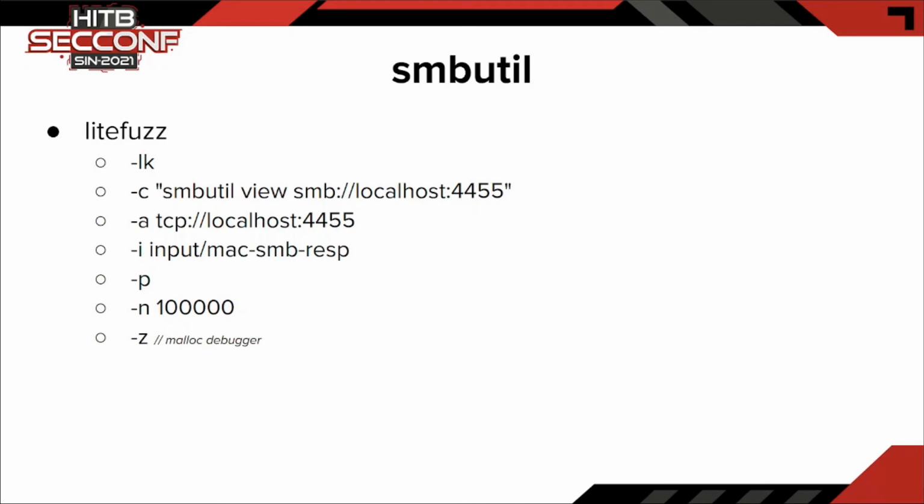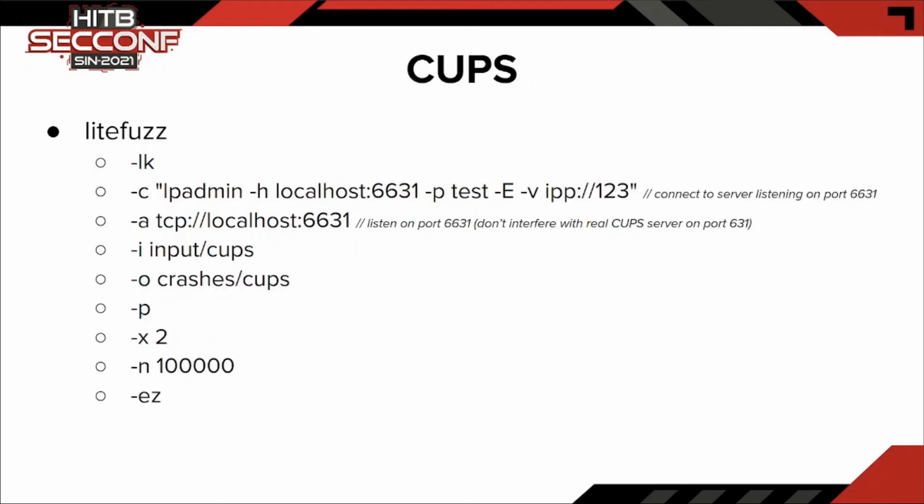And then with cups, we can use lp-admin, check for different bugs in it, for example. Again, we change the port to make sure that we don't conflict with the real cups server on port 631. Essentially we're pretending to be a malicious cups server to fuzz the lp-admin client.